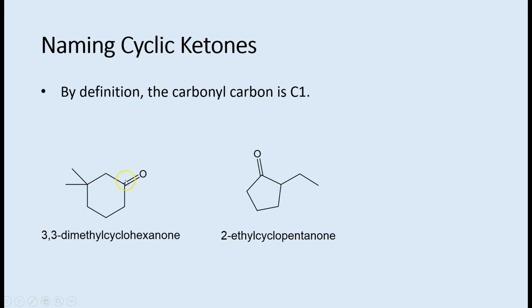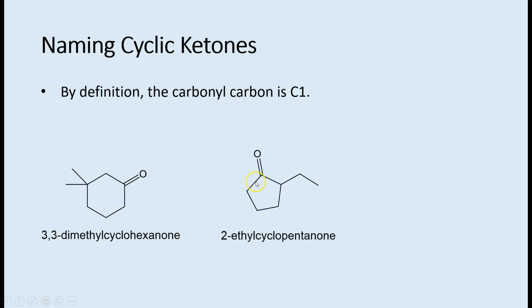So this compound is correctly named 3,3-dimethylcyclohexanone. So cyclohexane is a ring of 6. It's a ketone, so cyclohexanone. And then the methyl groups are both on carbon 3, so it's 3,3-dimethylcyclohexanone.